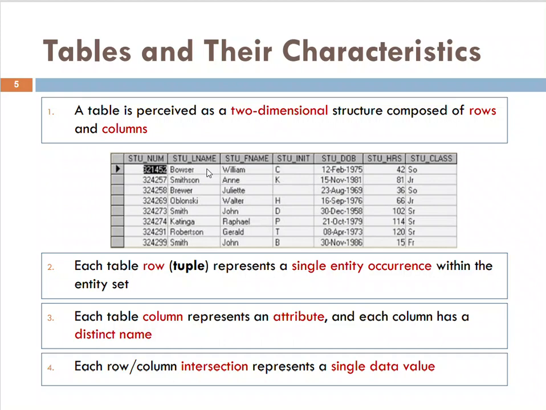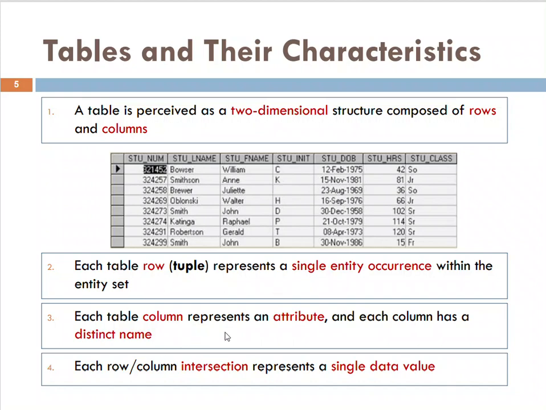So, each table row, okay, row baris is known as tuple, represents a single entity occurrence within the entity set. So, satu baris, satu row merujuk kepada satu single entity. Okay, contohnya, student number 321452 refers to a student. Last name Bowser, student first name William, everything about Bowser William. Okay, satu baris ni hanya berkenaan dengan seorang pelajar, a single entity occurrence.